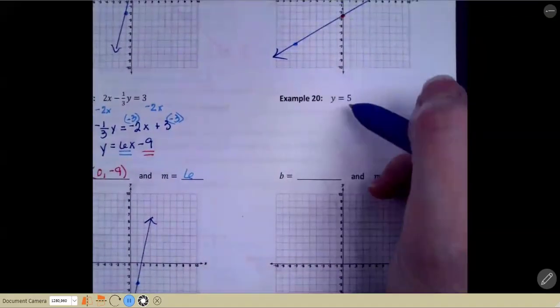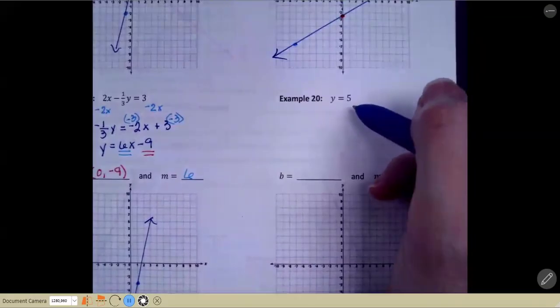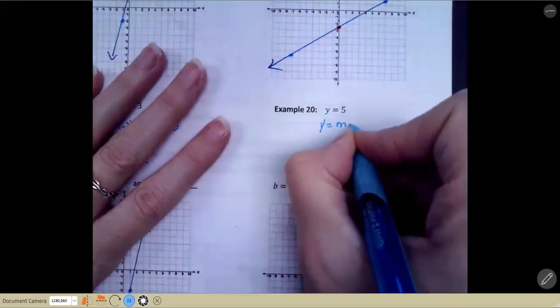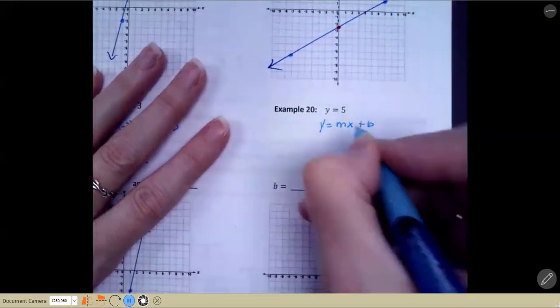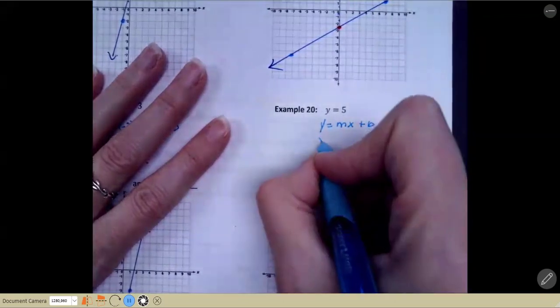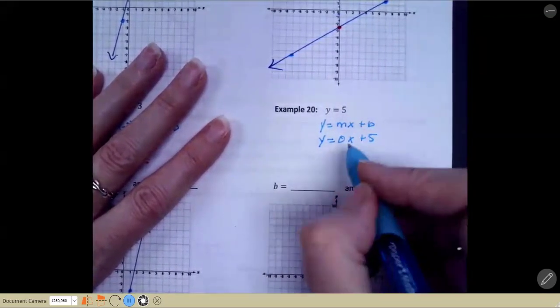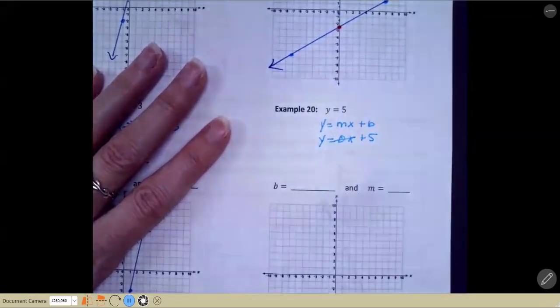Okay, let's look at 20. Remember this one from the front? If I want to draw this line, let's go ahead and write y equals mx plus b. We do not have a slope. So it's y equals 0x plus our constant of 5, and we don't need the 0x. So that's why we end up with 5.